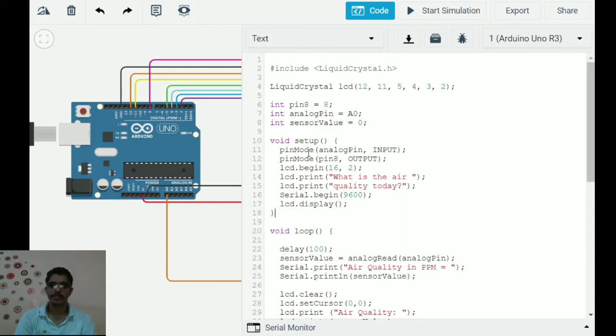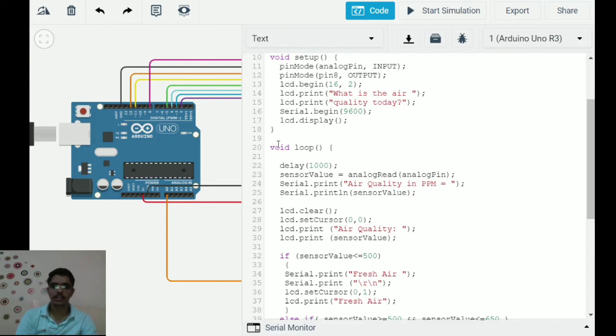First of all, we will set up the system. These two commands will set the pin modes for the variables that we have chosen. Then we will start the LCD. This line will display the text "air", and this will display "quality today" on the LCD. Then we will start a loop with a 1000 millisecond delay. In the loop, we will clear all the lines that have already been written on the LCD.